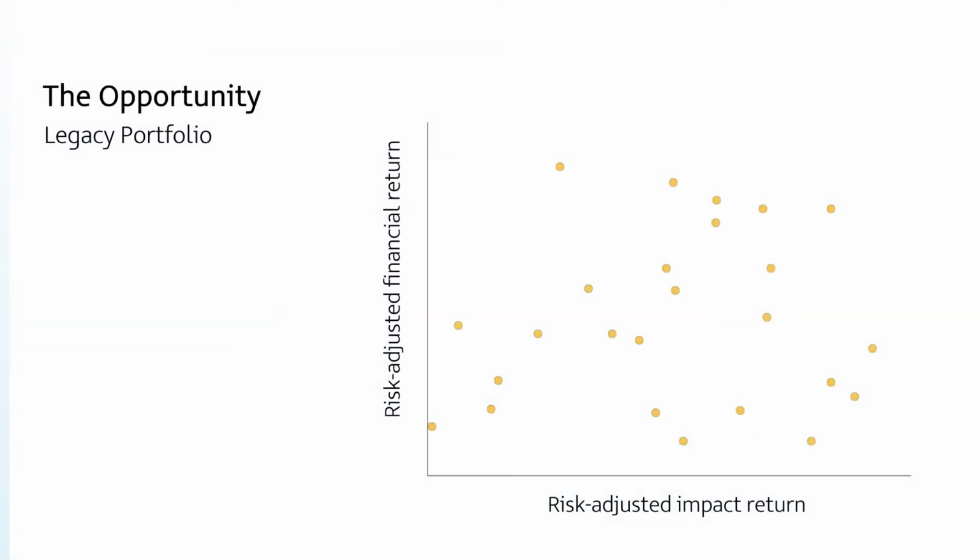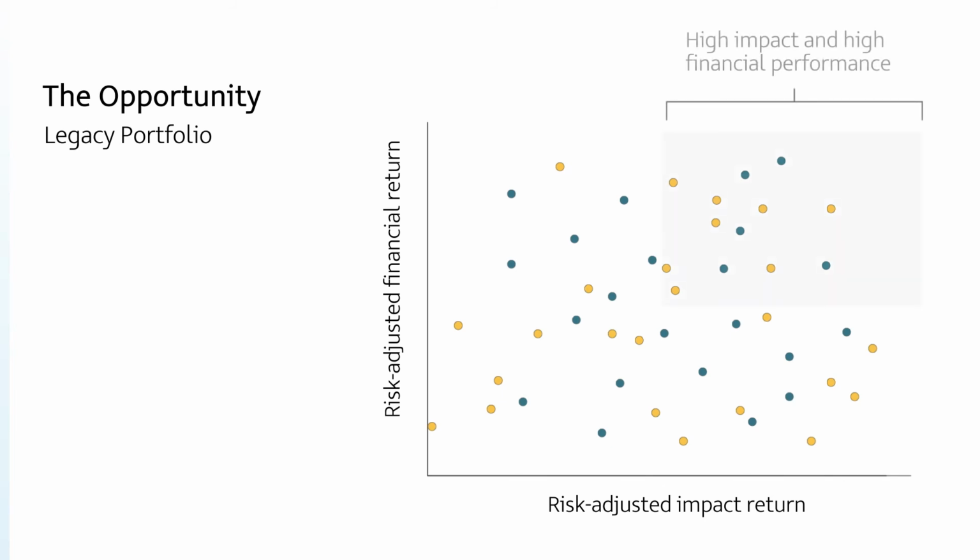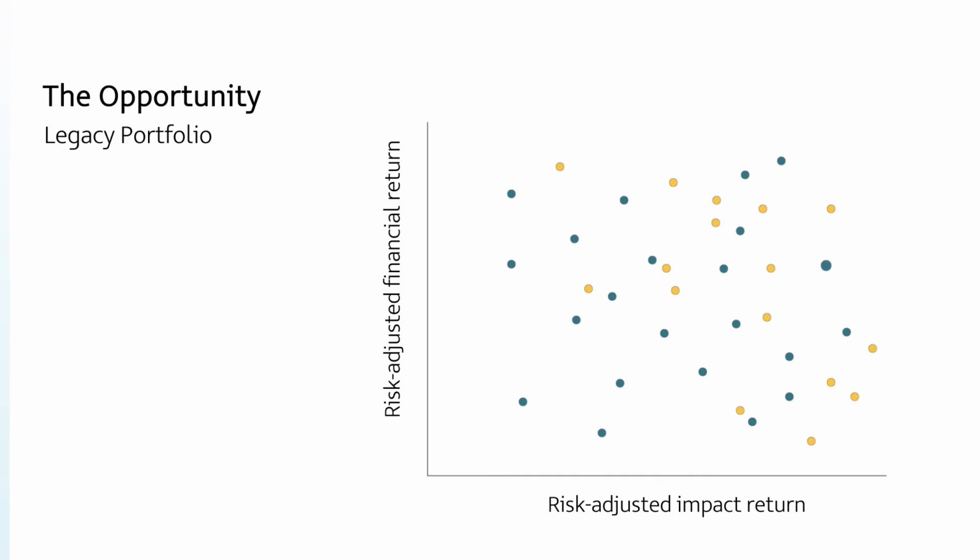Now let's imagine that you're beginning to transition out of that legacy portfolio and you go out and find a number of new investment opportunities, shown here in teal. Some of these prospective investments offer both high impact and high financial performance. In principle, this investor could simultaneously improve both the impact and the financial performance of their portfolio just by dropping the yellow legacy investments in the lower left and reallocating that capital to the teal prospective investments in the upper right.